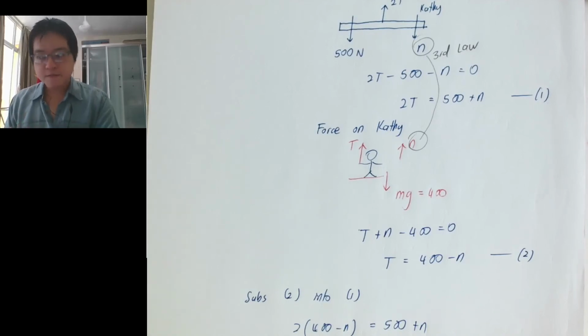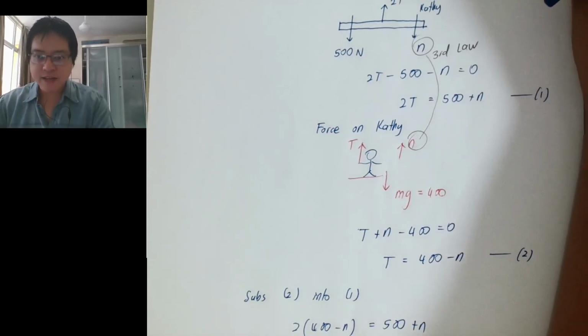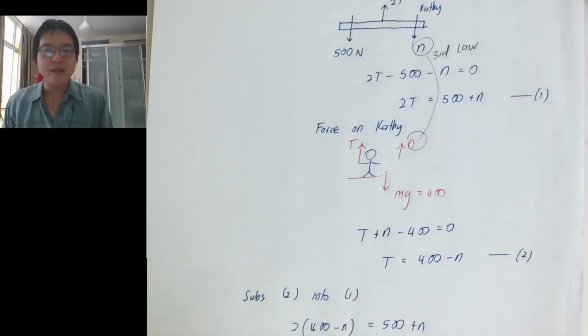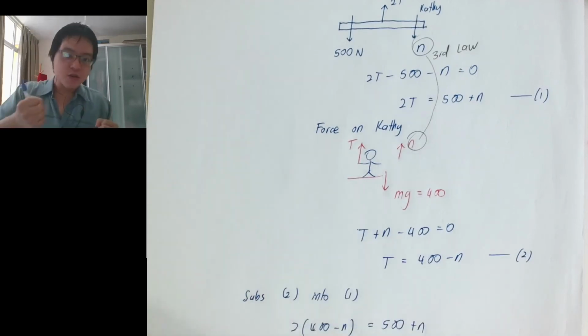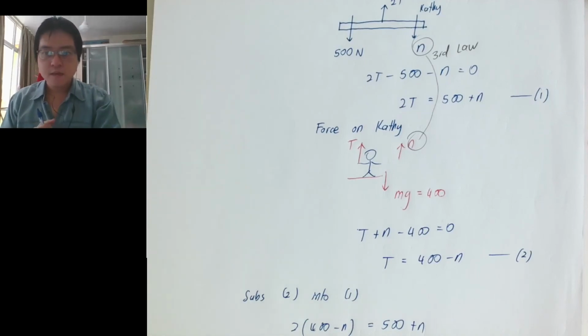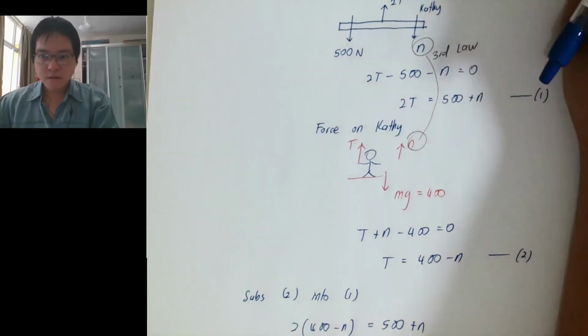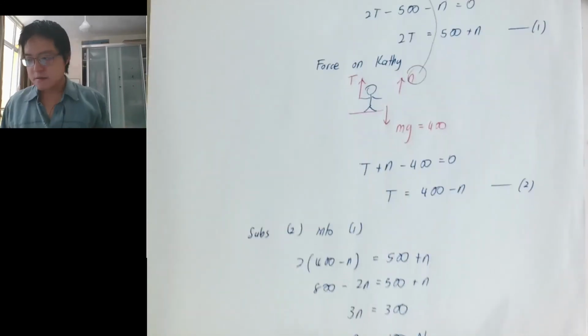Yes, T is the force Kathy exerts on the rope, but we are just calling it T because she's holding on to the rope, and then the rope will have the tension T. Yeah, she's holding on to the rope, so it will have a tension T. Clear so far?